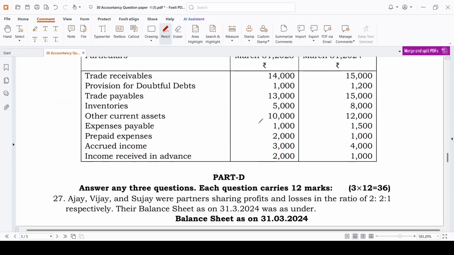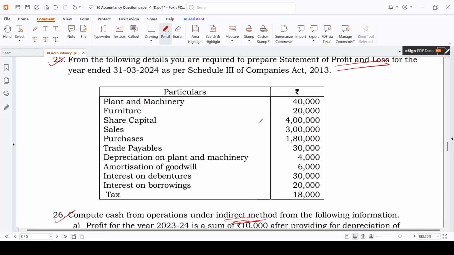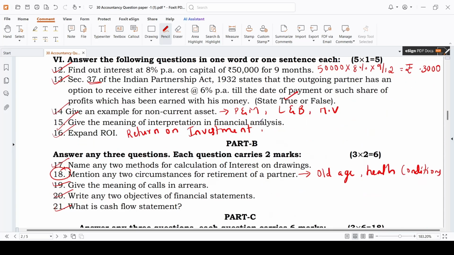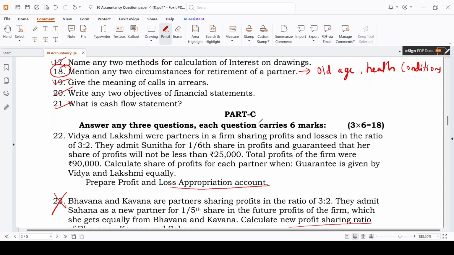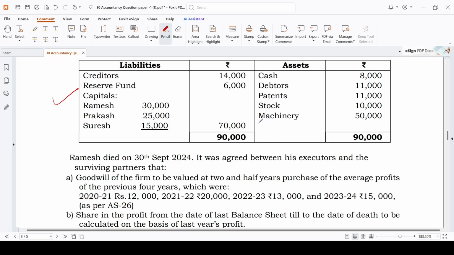So 6 marks problems, whatever is there in this, you can prepare with these 6 mark problems in this model paper. Okay, let me show you the questions from the first. P&L appropriation account. I hope you people can see the question. Death of a partner. You can see the problem, I think so. Practice with these questions.